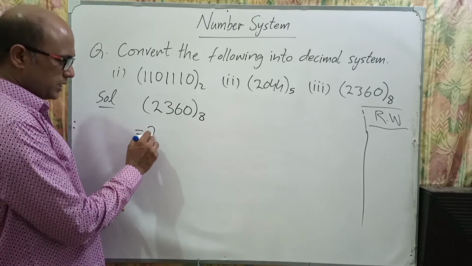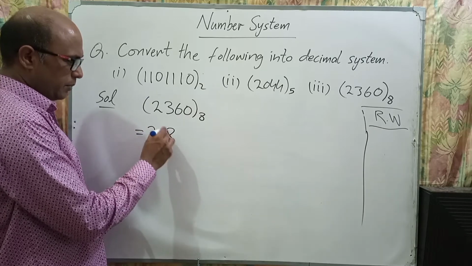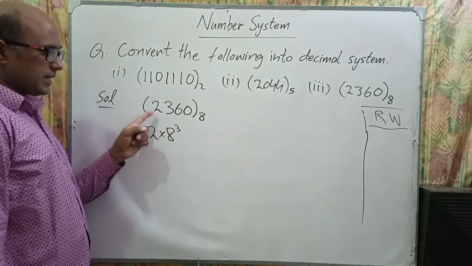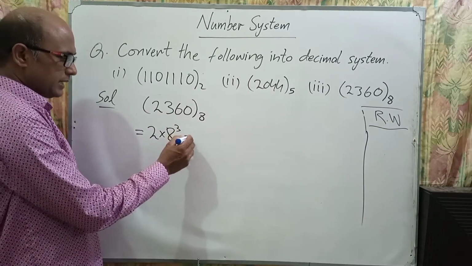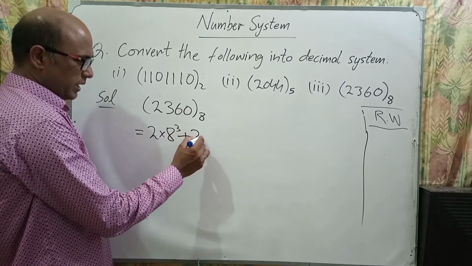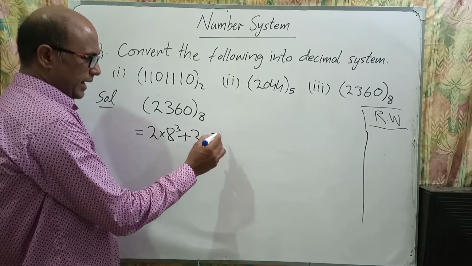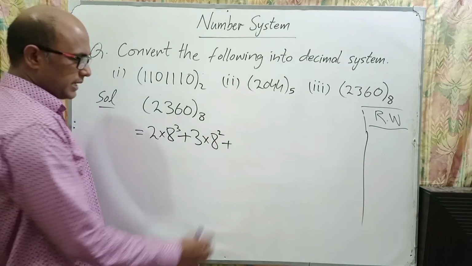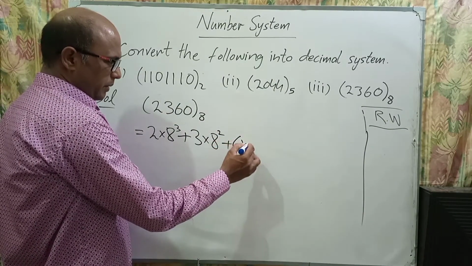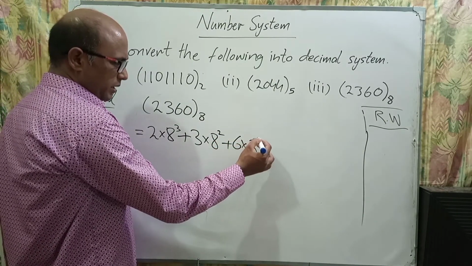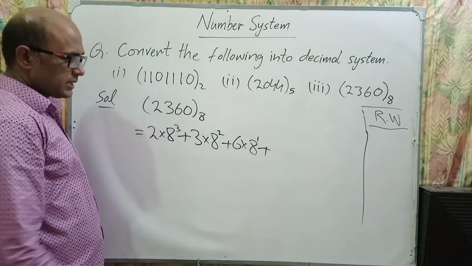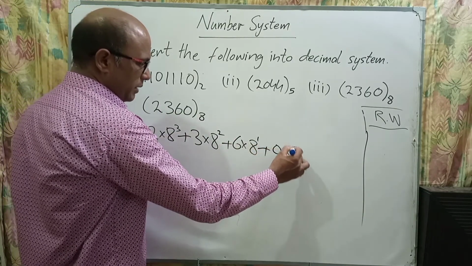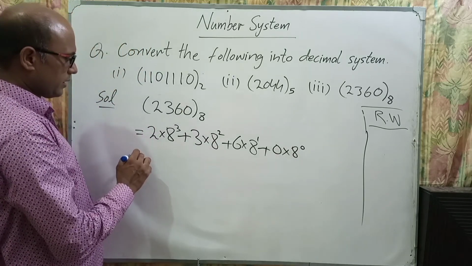The first number is 2 multiplied by base 8 power 3, less than the number of digits, plus next number is 3 multiplied by 8 base 2, plus 6 multiplied by 8 power 1, plus next the last number is 0 multiplied by base power 0.